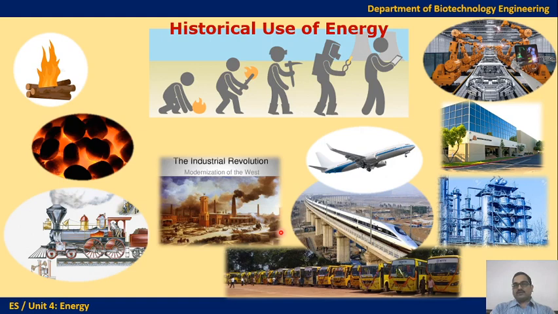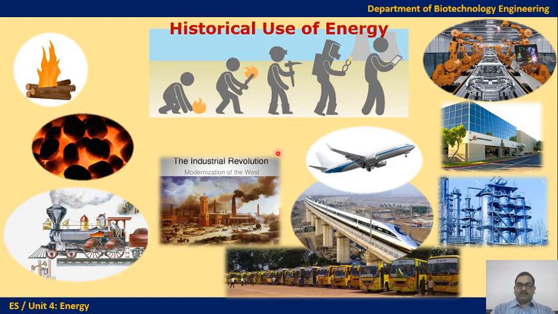Let's look at the history of how energy is used. First, humankind began with fire, then coal. Coal and fire have been known to human beings since time immemorial. After several decades, several centuries, humans invented the steam engine. After the steam engine, the industrial revolution took place. Then energy took a big leap.